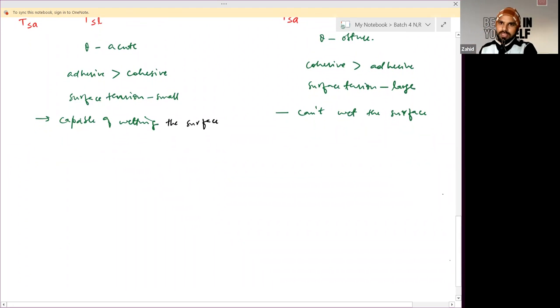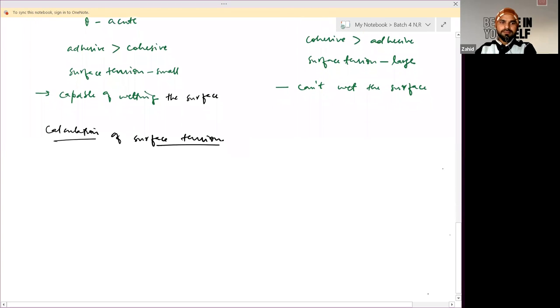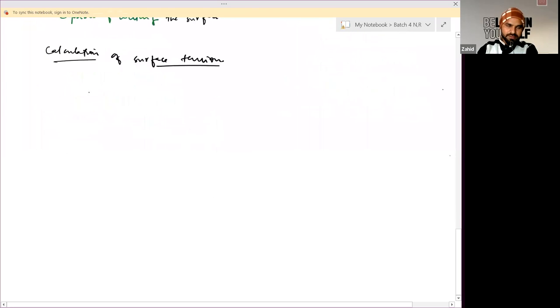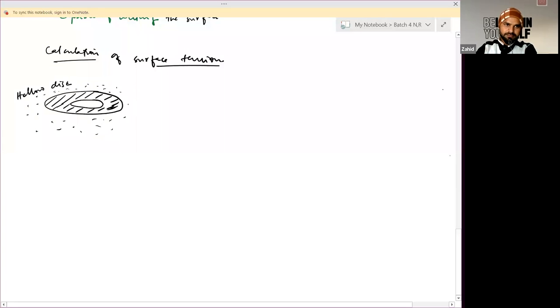Now, next will be how to calculate surface tension in case of different objects. So next is calculation of surface tension. Suppose you have a body like this, a hollow disk, placed over a liquid, and suppose there is no gravity in this particular region.